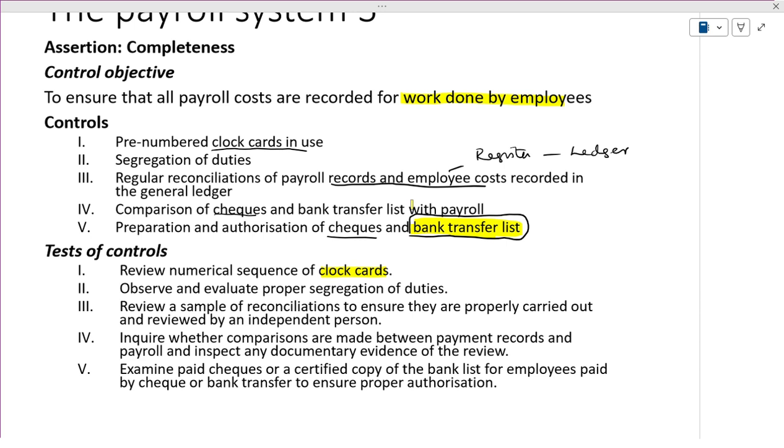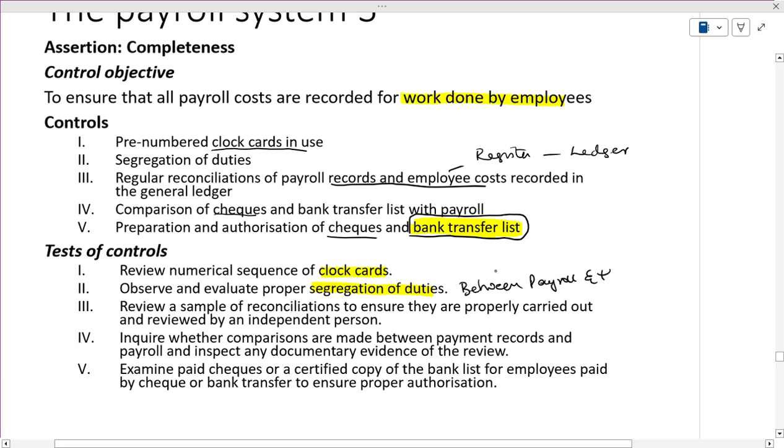Observe whether there is proper segregation of duties between payroll and HR. I will write here, between payroll and HR. Review a sample, ensure that they have been properly prepared or carried out and reviewed by an independent person. An independent person is the third person, okay, by senior level. Is it right? Make it very clear. You should not have any doubt here. It is nothing but a senior authorized person, an authorized employee.